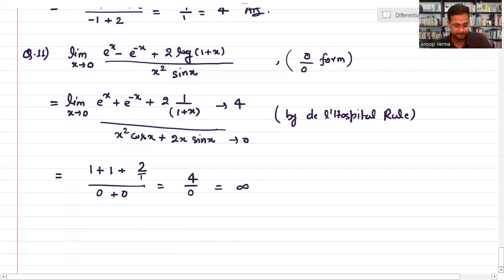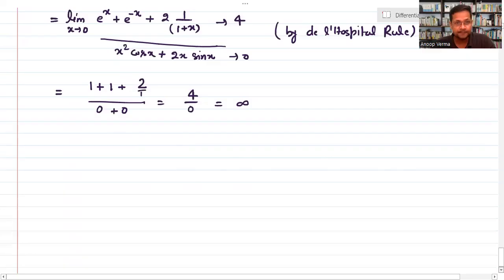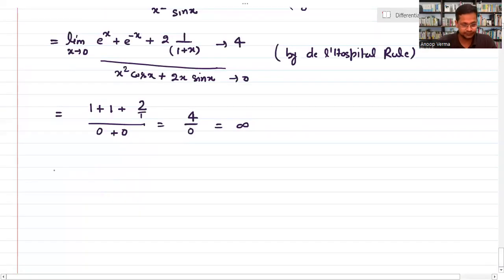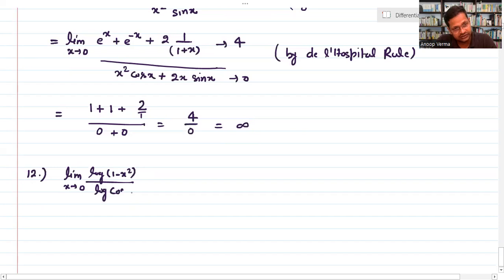क्वेश्चन नंबर question number 12. So this is the limit x tending to 0 and this is log of 1 minus x square divided by this is log of cos x.